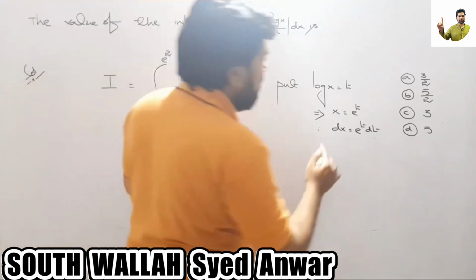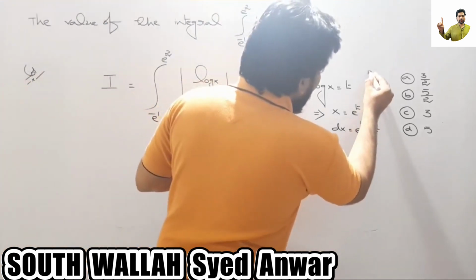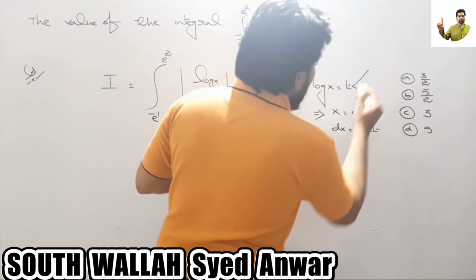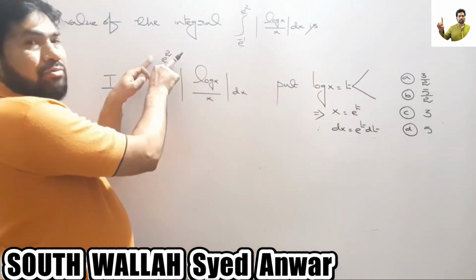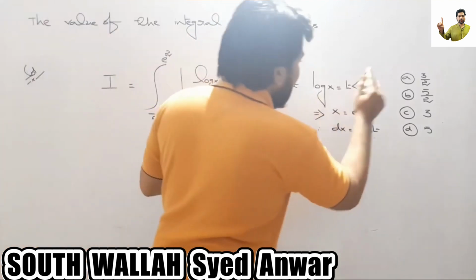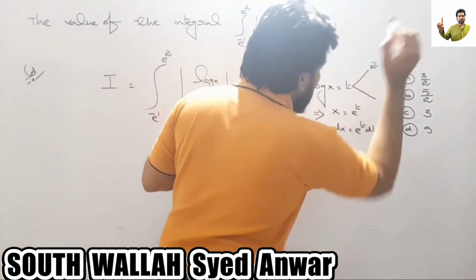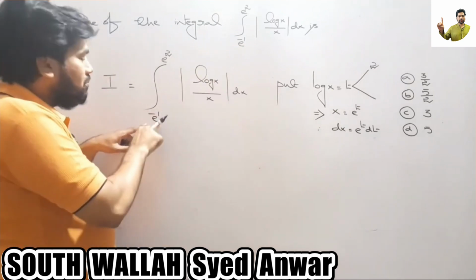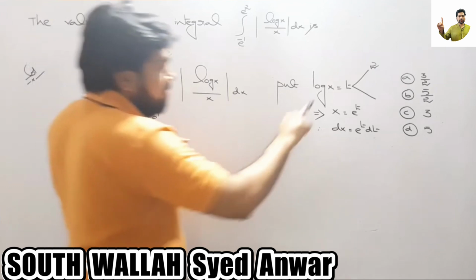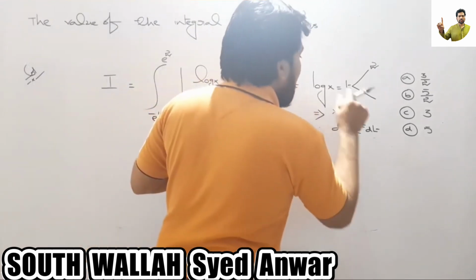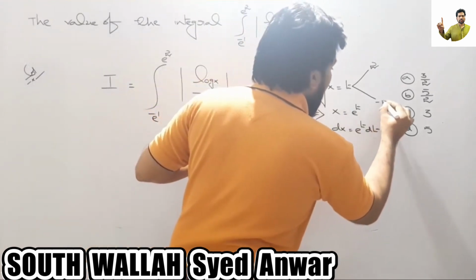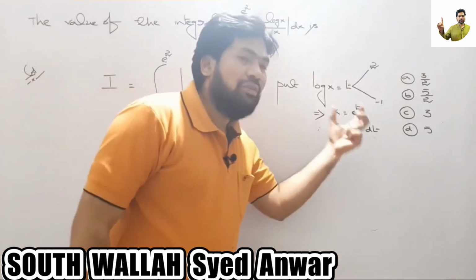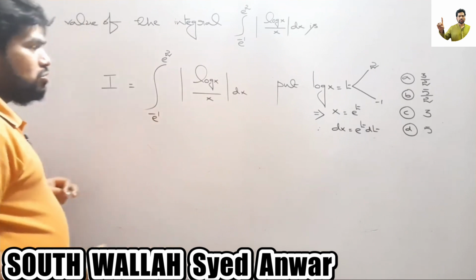Next, limits are very important here. So we have to find the upper limit and lower limit here. To find the upper limit, let us substitute the value of e square in place of x. That means the upper limit will be 2. To find the lower limit, let us substitute the lower limit e power minus 1 in place of x. That means logarithm of e power minus 1 will be minus 1. So I have got new limits here which are minus 1 and 2.